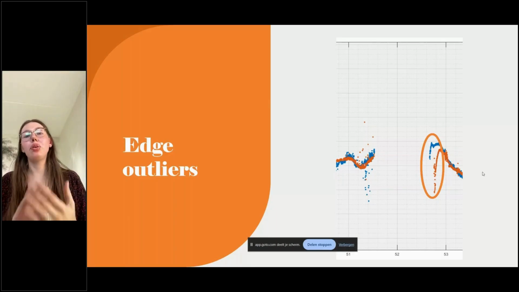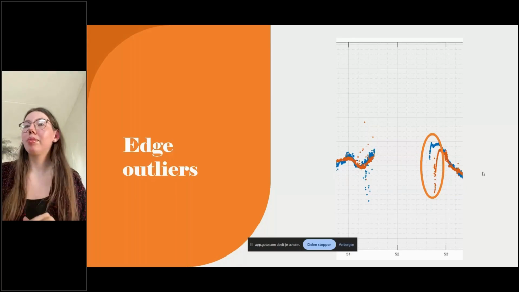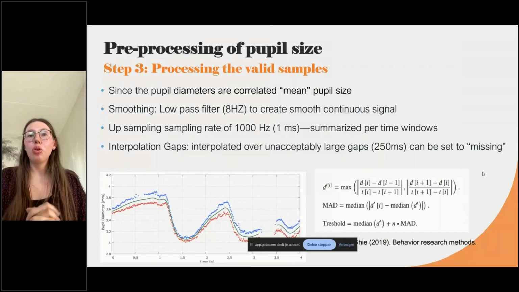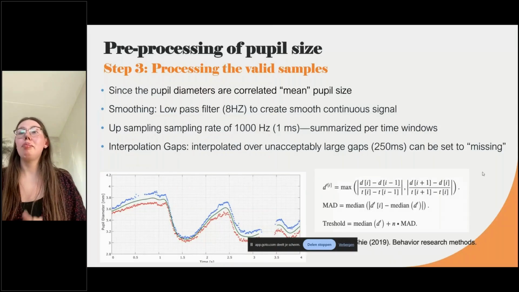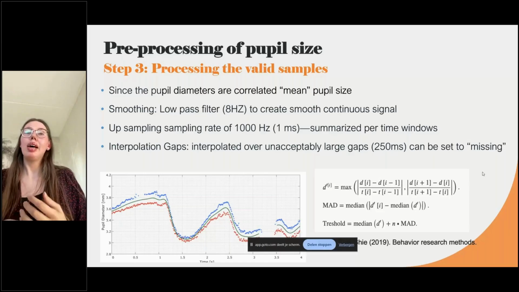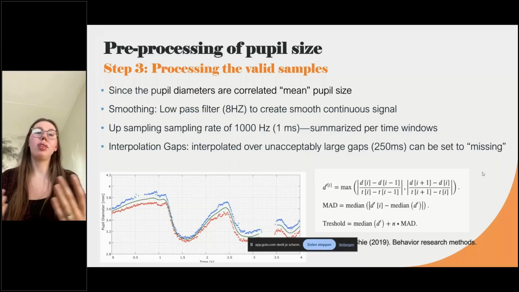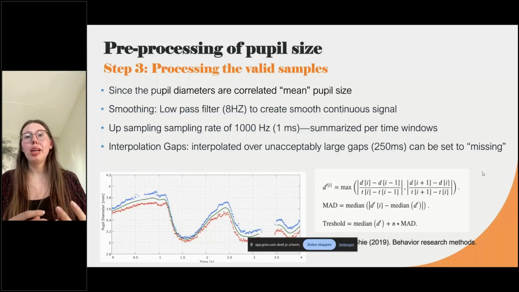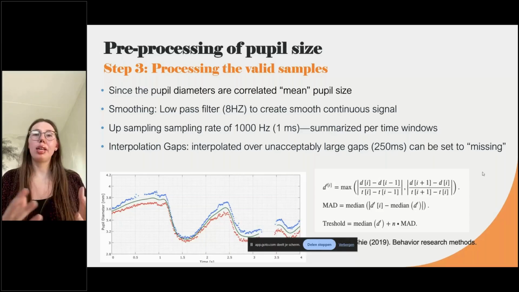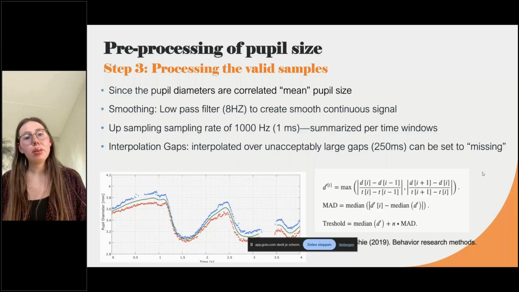So this would ideally also be captured by the PhysioData Toolbox filters. The PhysioData Toolbox creates a mean pupil size that is the mean of both the left pupil and the right pupil. It will do smoothing, so there's a low pass filter to create a smooth continuous signal. As with pupil and other types of signals, the raw data is naturally quite noisy, and this filter will ensure a smooth continuous signal.